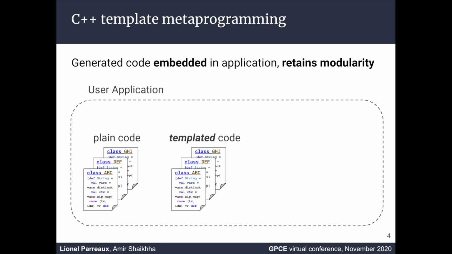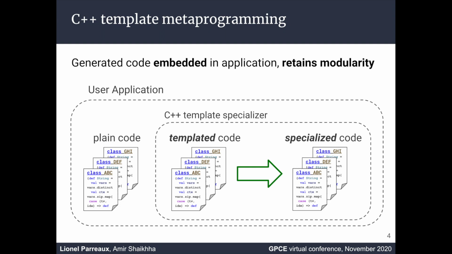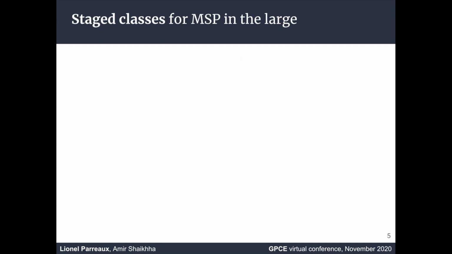By contrast, in C++, the code generated by template metaprogramming is seamlessly embedded within the host application and retains its modular class-based design. In particular, template-generated code can still interact with the surrounding code through rich interfaces. So, can we combine the advantages of both approaches?